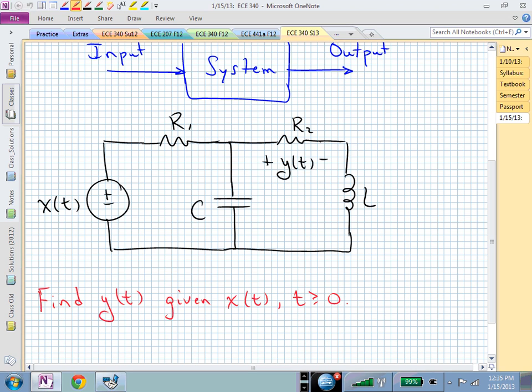Which domain are you going to go into? I'm asking here, X of t is going to be a time domain waveform. Y of t, I want that in the time domain. How were you thinking of solving this problem?